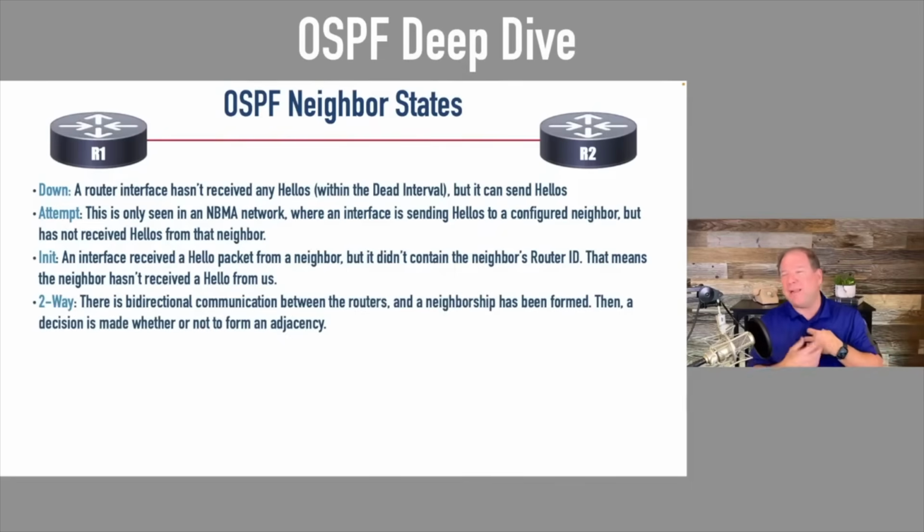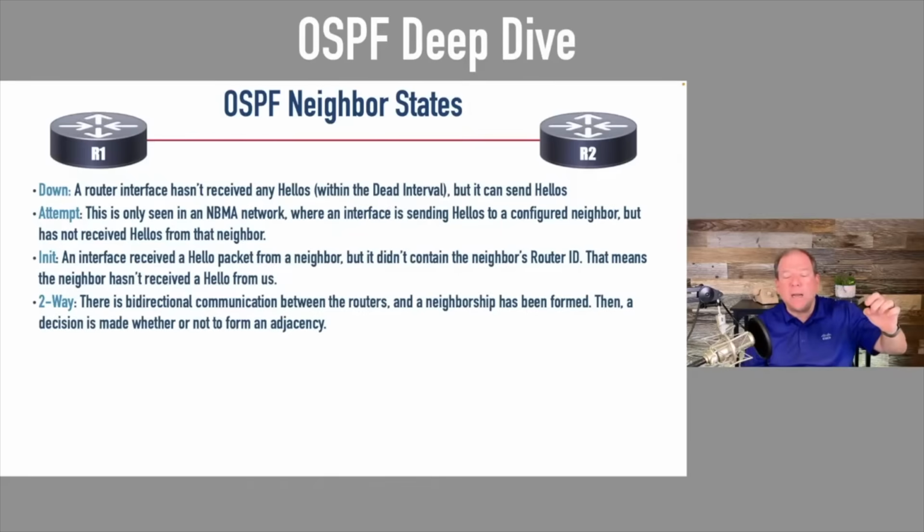But finally, I've received a hello from my neighbor. It's got its router ID. They've received a hello from me. It's got my router ID. We are maybe at the final state. We're not sure yet. But we're in a two-way communication state right now. There's bidirectional communication. We are now neighbors. We're not adjacencies necessarily, but we are neighbors.